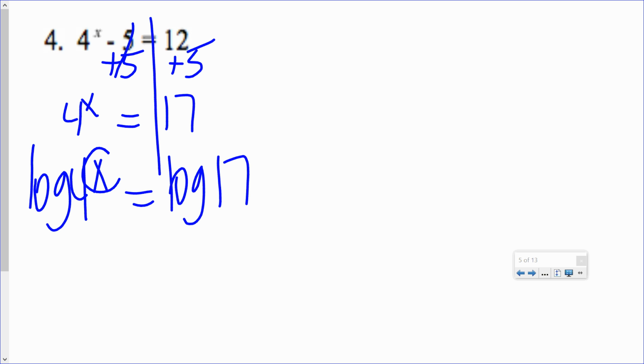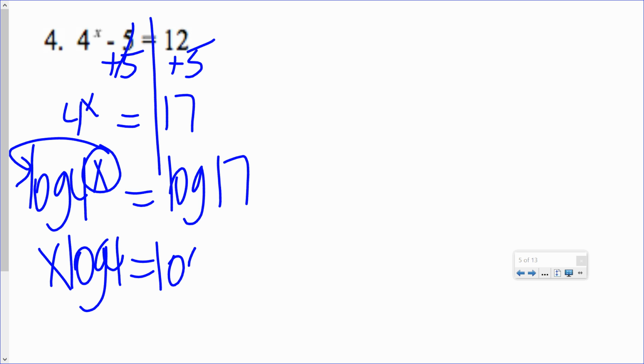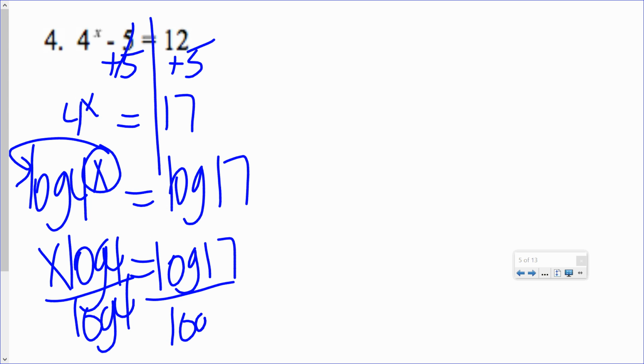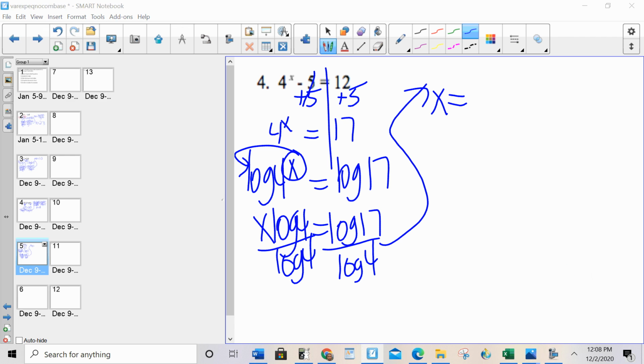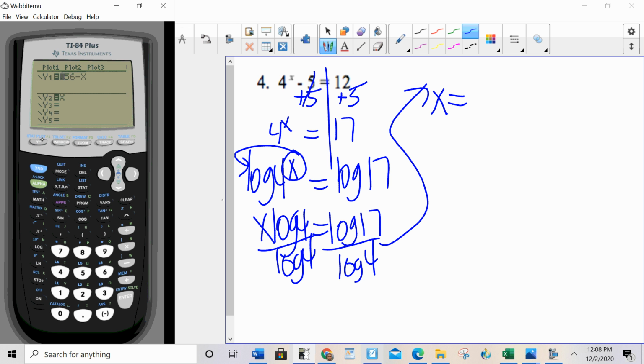The reason I do that is the exponent comes in front. From there, to get x by itself, I divide away the log 4. I go to my calculator. Alpha y equals enter, log 17 over log 4, 2.0.